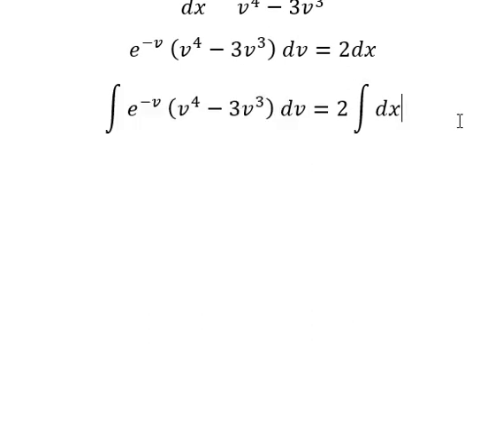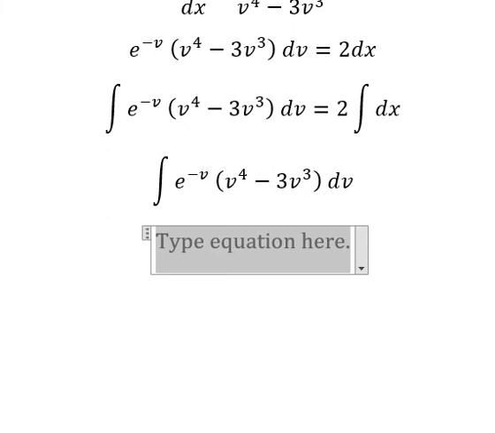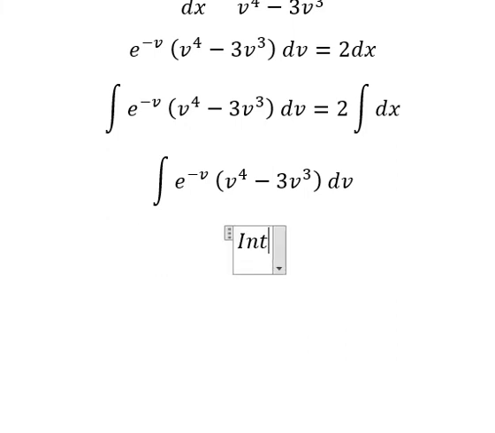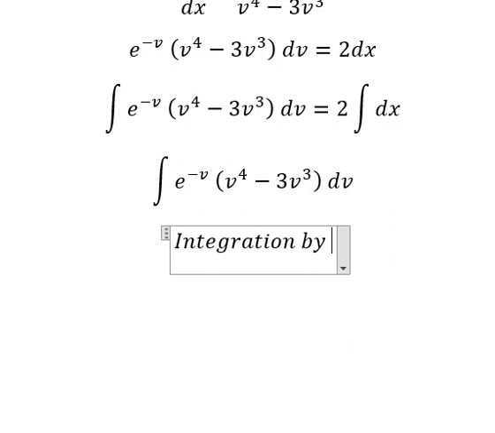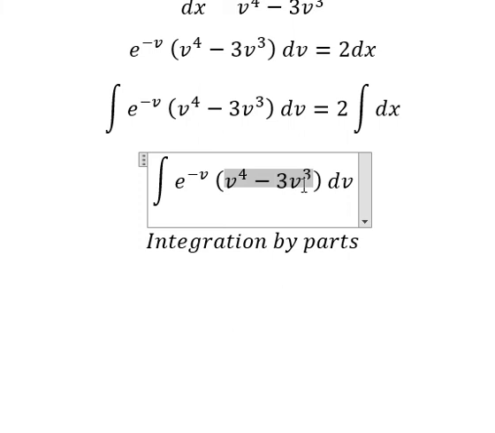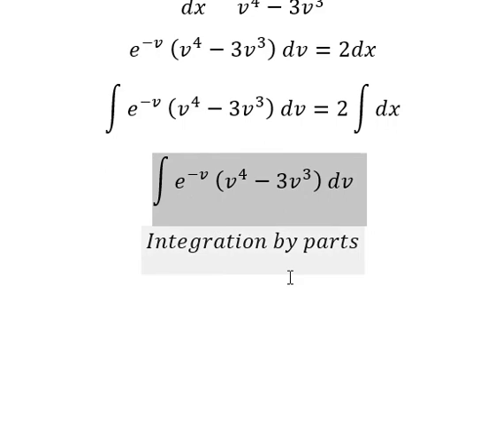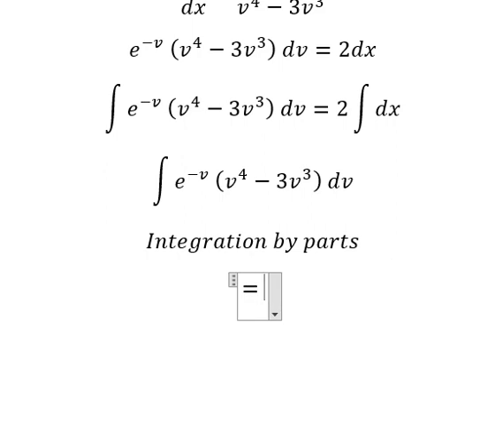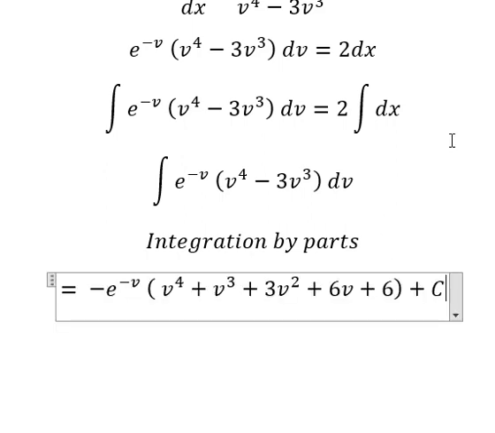And this one we can use integration by parts. This one is very long, so you just do integration by parts. So I will put u equals this one and dt equals this one. If we do integration by parts many times, the answer should be like this. And this is the answer for the question.